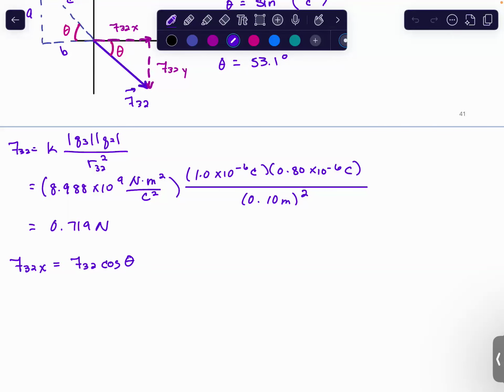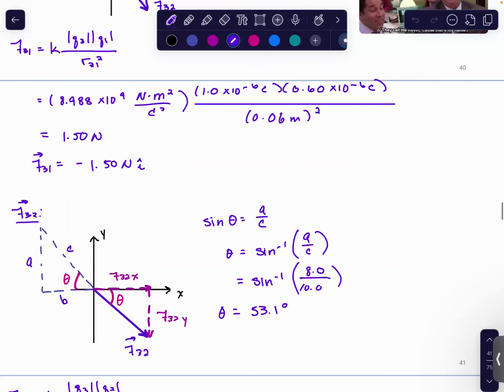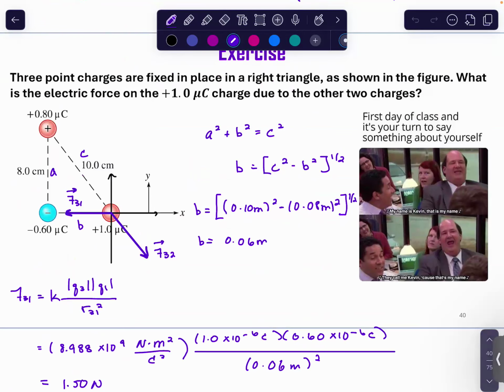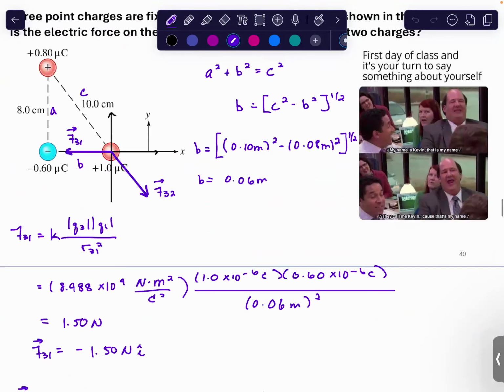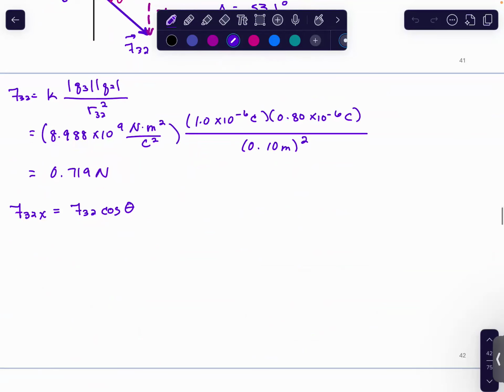All righty, let's see how far we can get today. So we were solving the problem on slide 40, and we got this far.